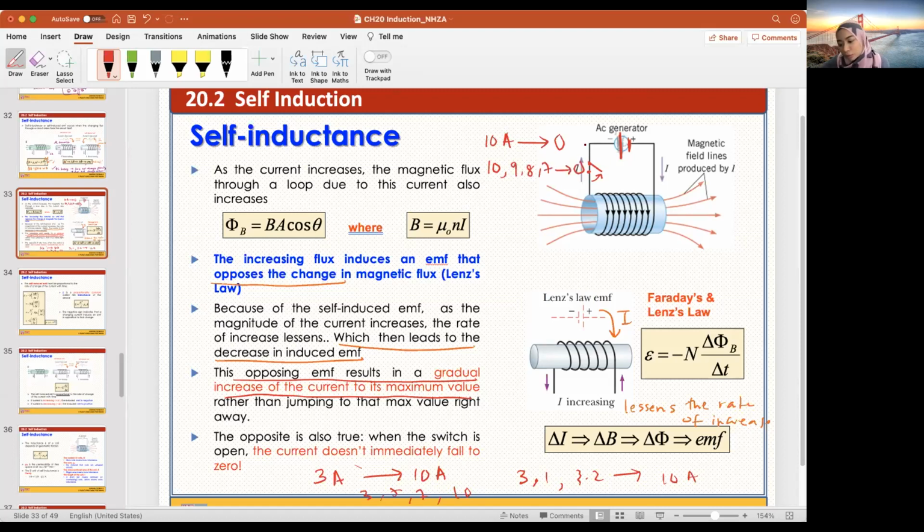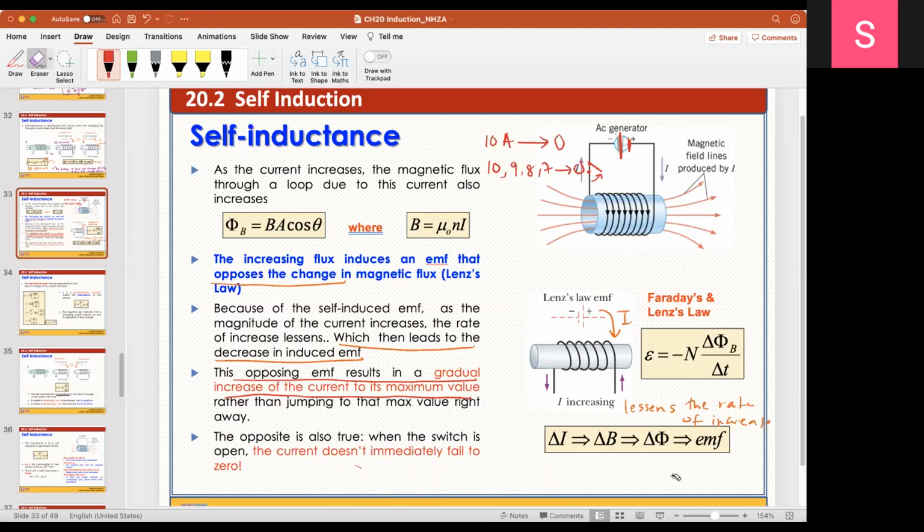If it jumps straight to zero, it's not good for the system. It's not good for the circuit. Okay, so self-induced EMF is like a safety factor. Any questions about the story? That was very long. Okay, everyone's okay?